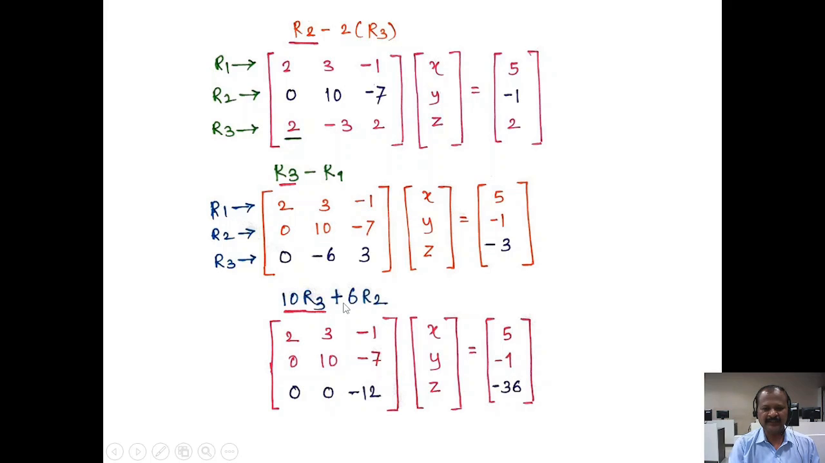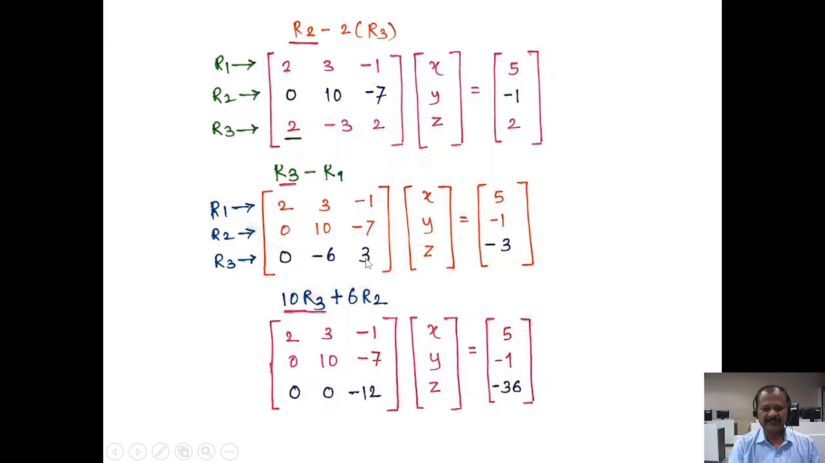So 10 R3, this is the minus sign, so you can take here plus 6 into R2. So change in only R3, there is no change in R1 and R2. So you can write here as it is 2, 3, minus 1, 0, 10, minus 7, 5 and minus 7, 1. So there is no change. So change in only R3. So 0 minus 0 it is a 0. So the multiplication factor here is 10. So 10 into 6 is 60, minus 60 plus 6 into 10 is 60, plus 60, so it is a 0.